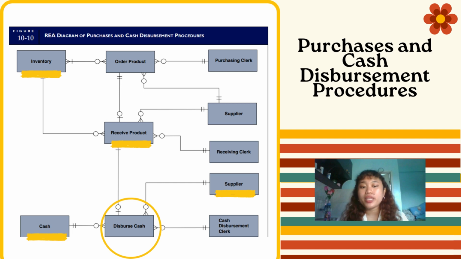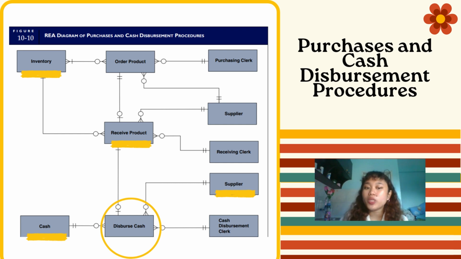Third, one-to-many with supplier. The one-to-many association means each payment is made to just one supplier. However, a single supplier can receive multiple payments over time. It's like you paying different bills to various companies, but each company gets paid separately.